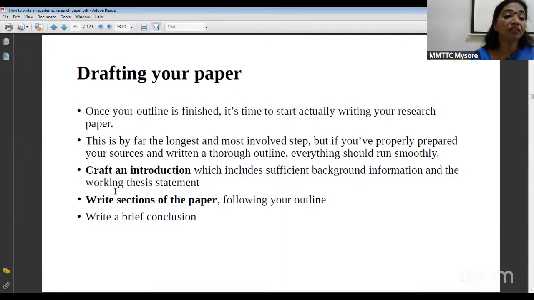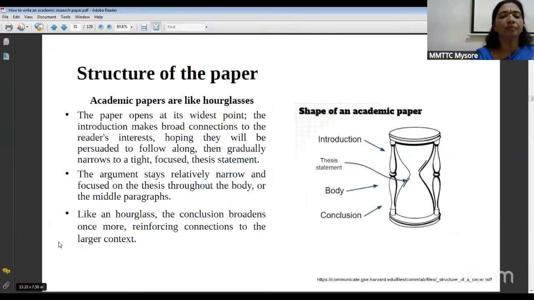So craft an introduction. It is not drafting, it's crafting. It is something like art. Write an introduction which includes sufficient background information and the working thesis statement. So you should have a proper hypothesis. Without a proper statement of your work, nobody is going to accept your introduction. People will say your introduction is not up to the mark and there is no novelty in your work, and they will reject it. Then write sections of the paper following your outline. You have already decided what the subsections are, so you write those sections according to your outline and write a brief conclusion.